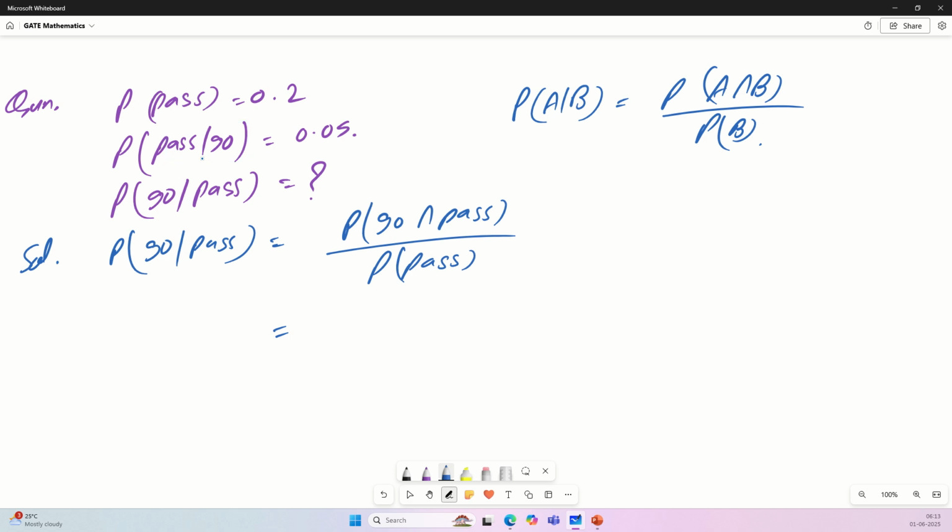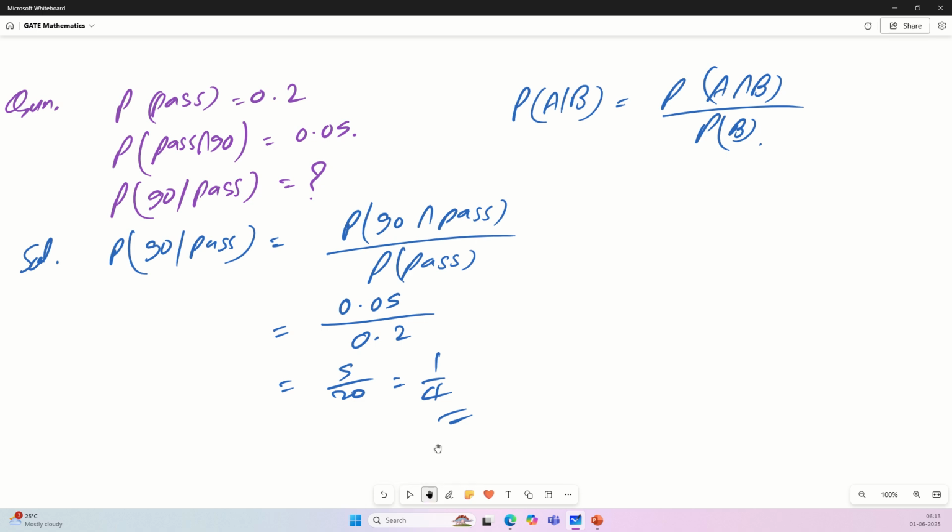Oh, sorry. Actually, this was given as probability of pass intersection 90. Okay. So probability of 90 intersection pass or pass intersection 90, both are same. So this is going to be 0.05 divided by probability of pass, that is 0.2. So you are going to get 5 by 20, that is 1 by 4. Understood? So the probability that the student will get 90 given that he has passed is 1 by 4. Okay.